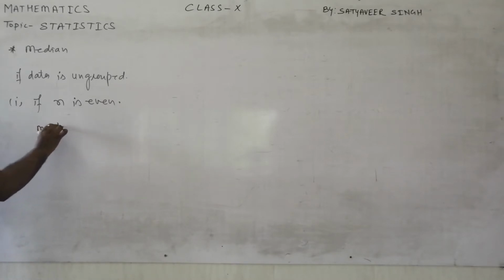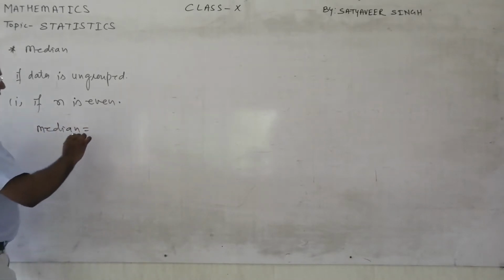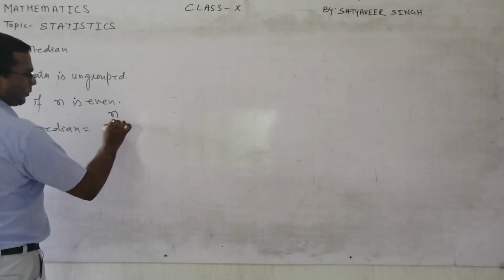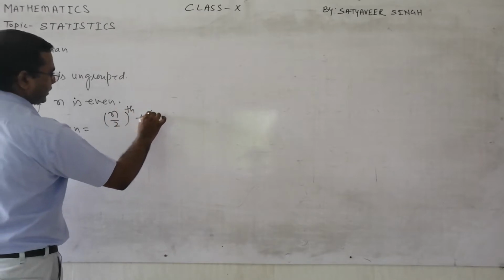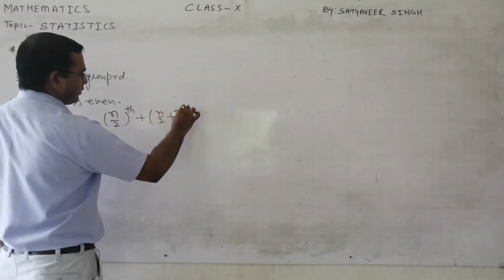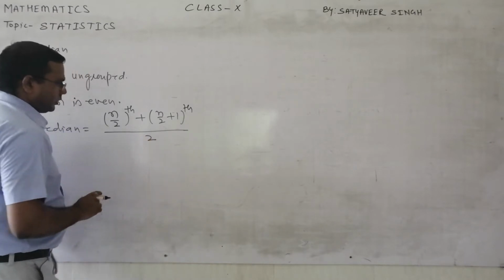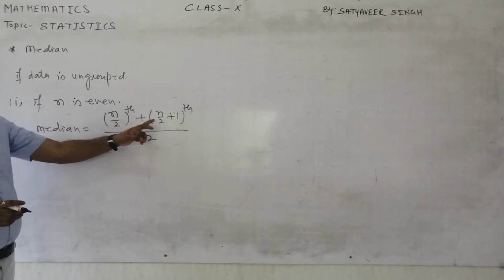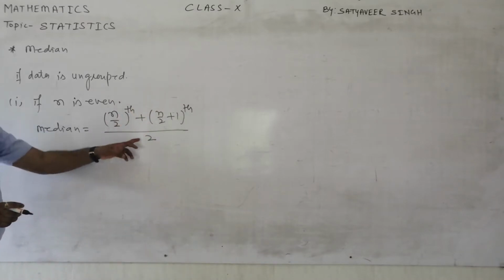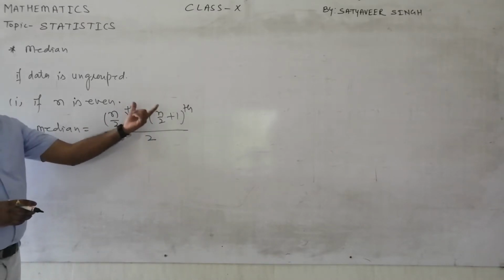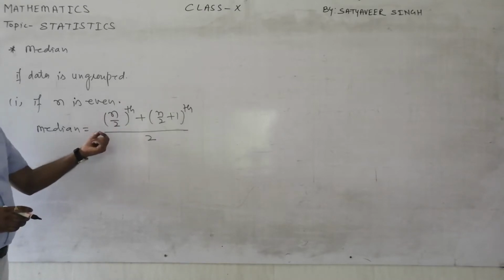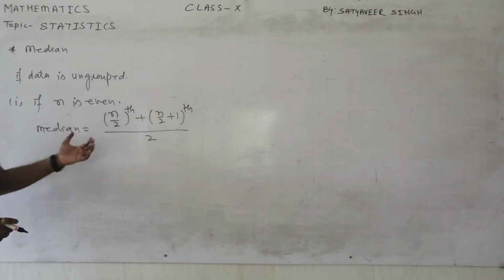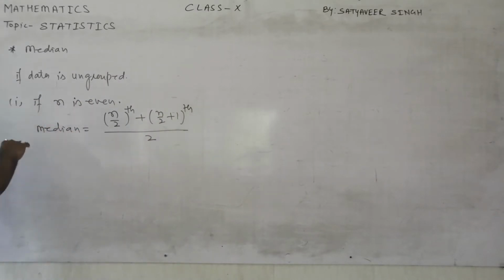So we can say median is equal to n upon 2 plus n upon 2 plus 1 upon 2. See, n upon 2th observation plus n upon 2 plus 1 observation divide by 2. Divide by 2 means what we are doing? We are finding the mean of this plus this. Yani these two observations, if you find the mean, that is the median in the case of the even.